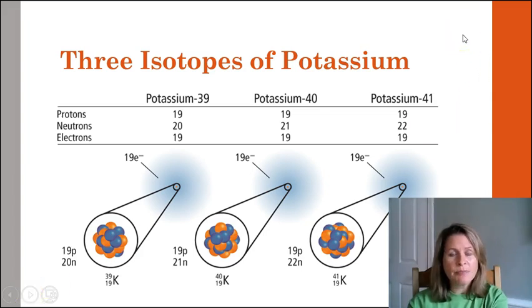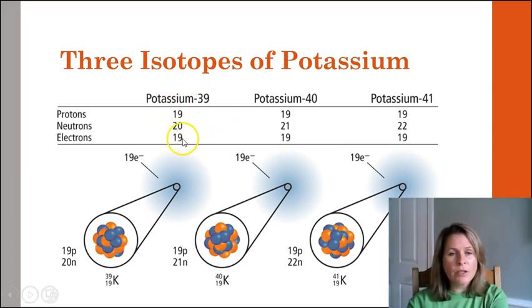Okay, let's take potassium. There are 3 different isotopes of potassium. They all have 19 protons. That's what makes it potassium. But the number of neutrons can differ. So we have one that's identified as potassium 39 that has 20 neutrons. Potassium 40 has 21 neutrons, and potassium 41 has 22 neutrons. Now, the way we get this number is by adding together the number of protons and neutrons. And that's how we identify the different isotopes.